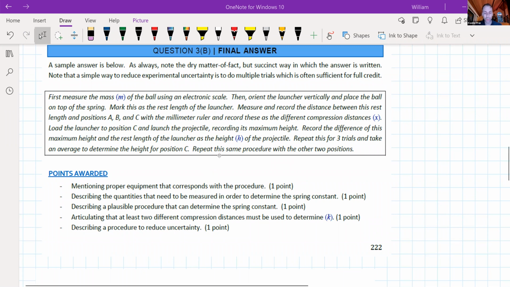You say, repeat this for 3 trials and take an average. That is the simplest answer you can give for that. Describe a way you could reduce uncertainty. Okay, well, do the same thing for each distance 3 times and take an average. That's 1 point. Does that make sense? I know this is simple and straightforward, but my point is, this is something that's so obvious you might forget to point it out and thus miss the point.